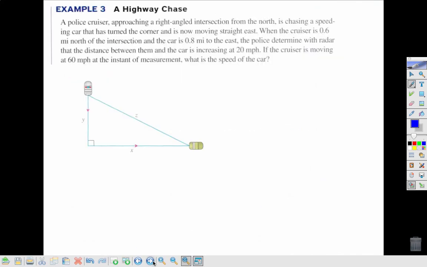So in this problem we have a highway interchange. The police officer is approaching the intersection and a car is going away from the intersection. The police officer wants to know how fast this vehicle is going to know whether or not he should give him a speeding ticket.